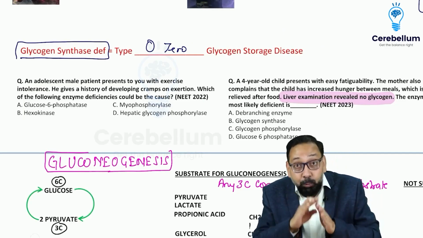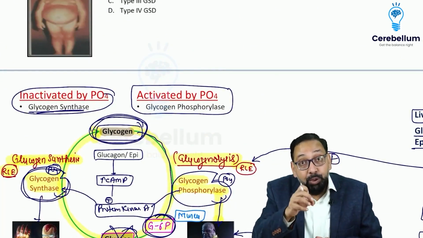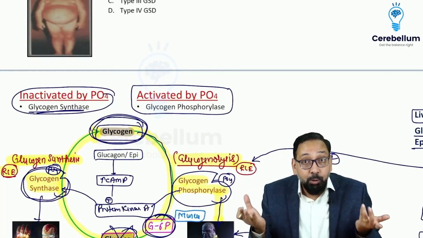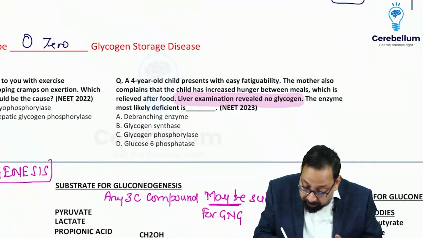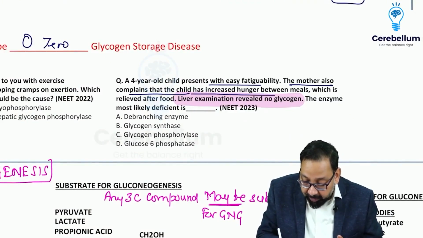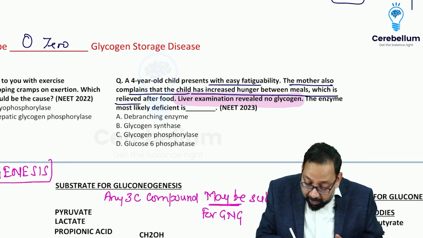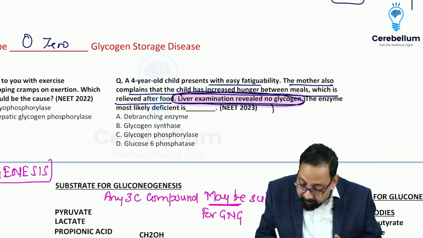And when glycogen synthase is not there, glycogen will not be synthesized. So if you do a liver biopsy, glycogen would not be there. This was a question: a 4-year-old child presents with easy fatigability. Mother also complained that the child has increased hunger between meals, which is relieved after food. Liver examination revealed no glycogen. No glycogen is there. That is type 0 glycogen storage disease.